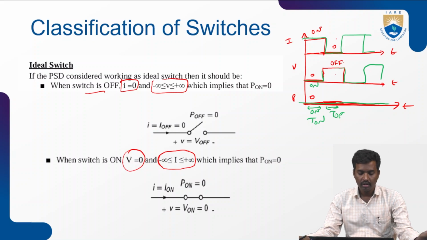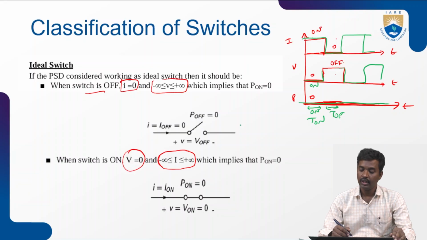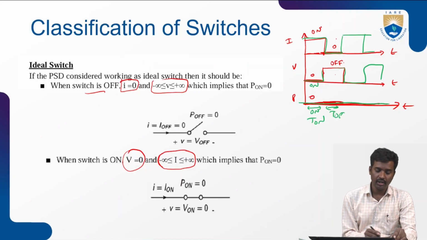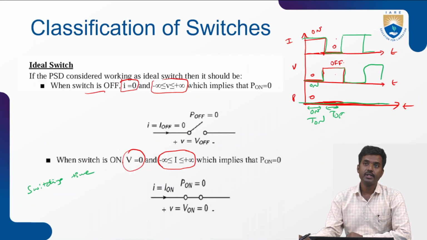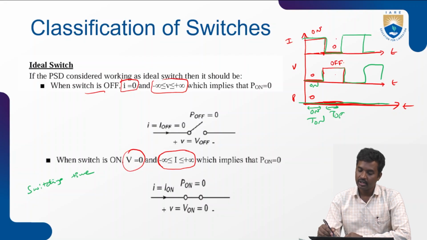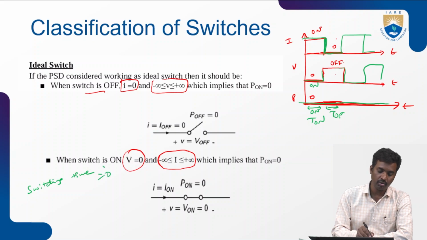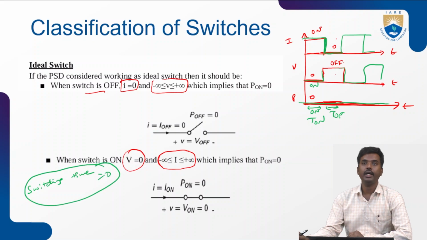Now, what do you mean by switching time? Switching time means the time taken to change from the on state to the off state, or from the off state to the on state. In this case, the switching time is 0. Only conduction time is present. There is no switching time. Switching time is 0 in the case of an ideal switch.